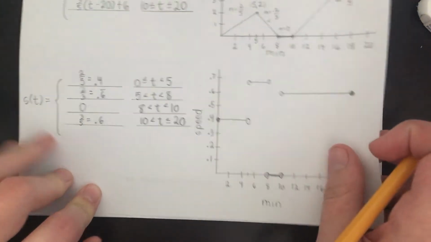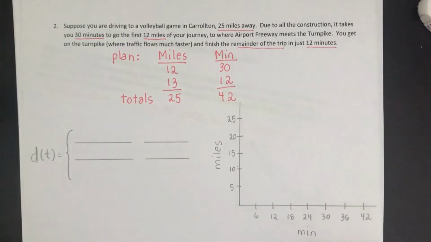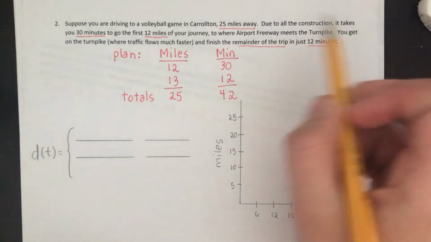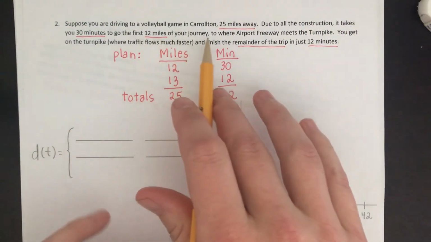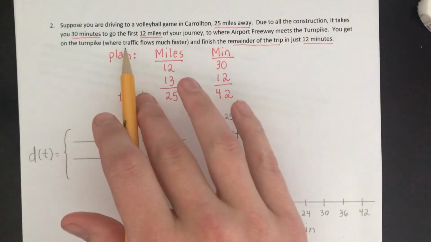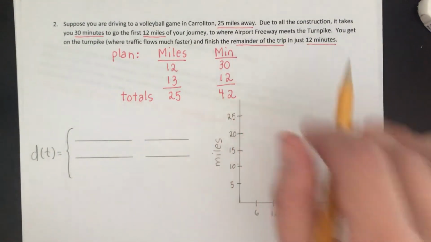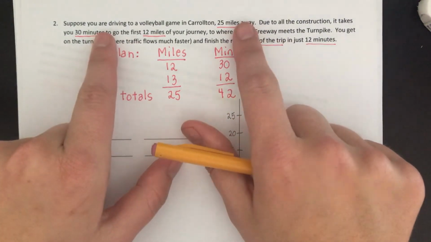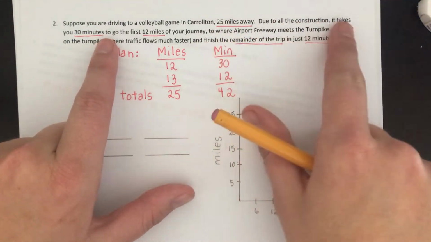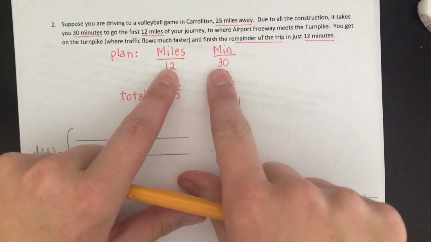Okay, let's look at another example. So here, number 2, suppose you are driving to a volleyball game in Carrollton, 25 miles away. Due to all the construction, it takes you 30 minutes to go the first 12 miles of your journey to where Airport Freeway meets the turnpike. You get on the turnpike where traffic flows much faster and finish the remainder of the trip in just 12 minutes. So for our first sentence here, this is important. Your volleyball game is 25 miles away. Due to construction, it takes you 30 minutes to go the first 12 miles.